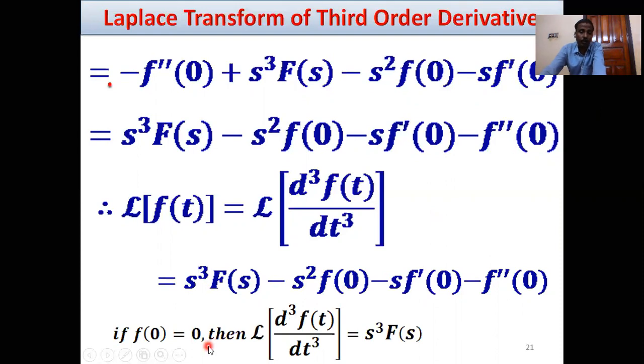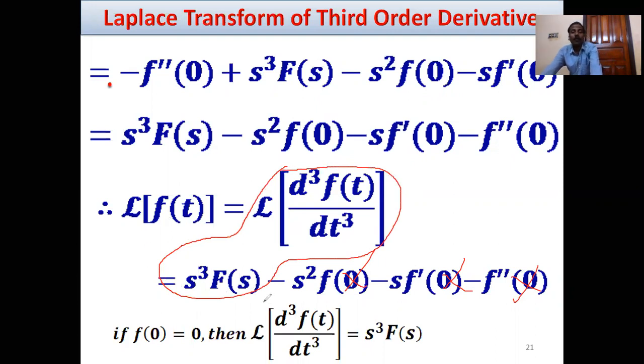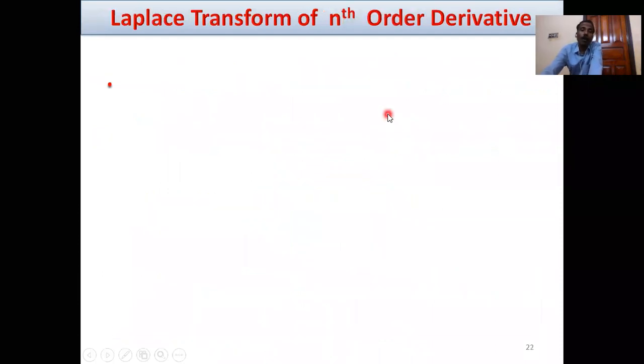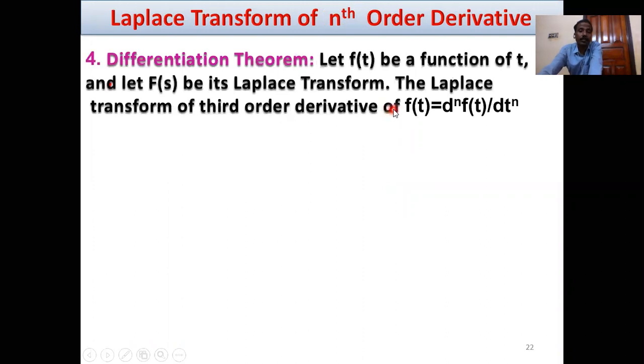If f(0) equals 0, then this term equals 0, this term equals 0, this term equals 0. Only the Laplace transform of d3f(t)/dt3 equals s cubed into F(s). This is for f(0) equals 0. Similarly, for fourth order, fifth order, sixth order, seventh order, and so on up to the nth order differential equation. This is the Laplace transform of the nth order derivative.